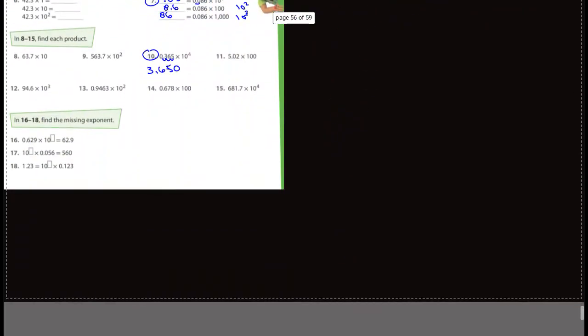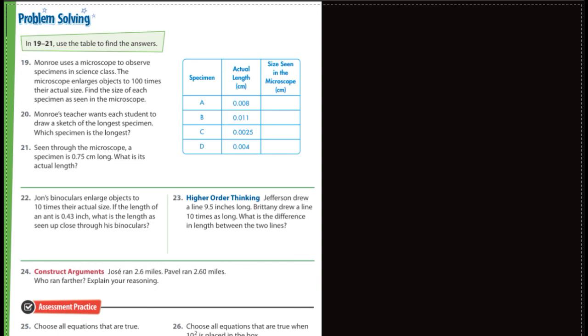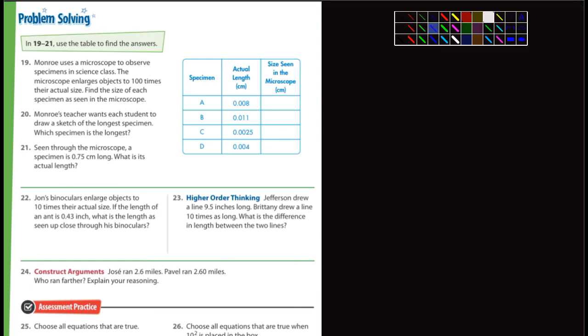And let's look at the last page here. I think you guys can do the rest of those on your own. Let's see here. Number 19, Monroe uses a microscope to observe specimens in a science class. The microscope enlarges the objects 100 times. That's going to be the same thing as 10 squared. Their actual size. So find the size of each specimen as seen in the microscope. So they're all going to be 10 squared or 100 times larger. That means we're going to move the decimal 2 places.